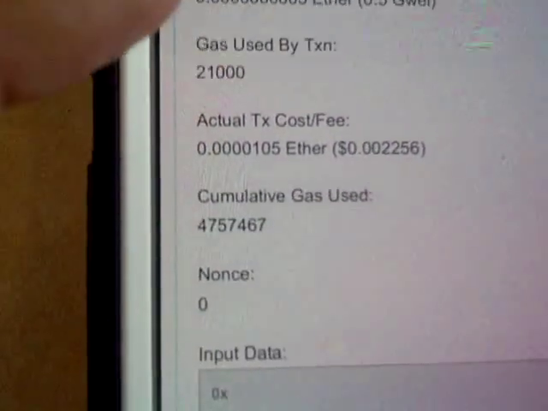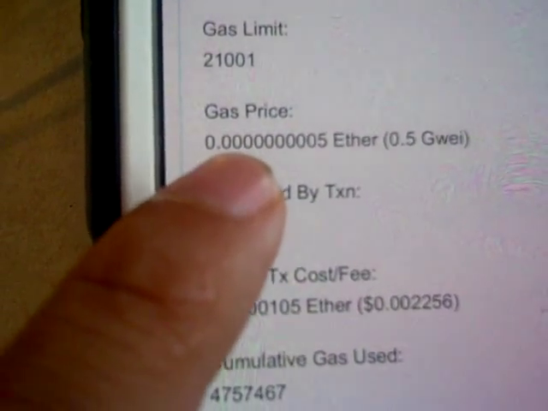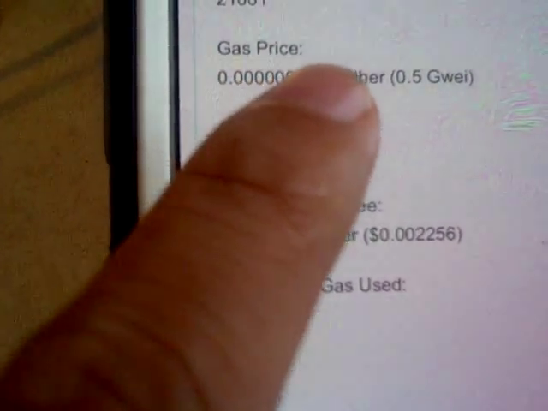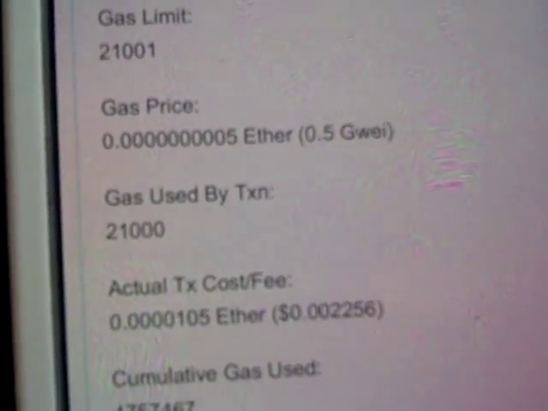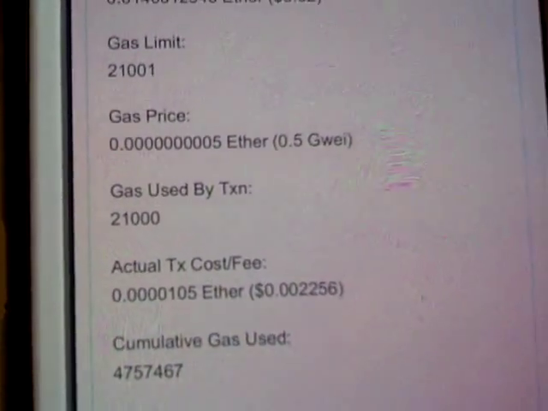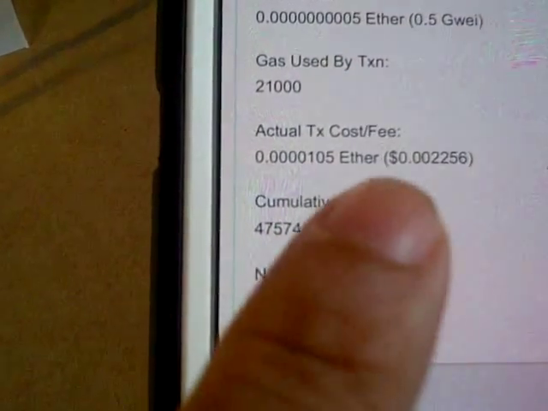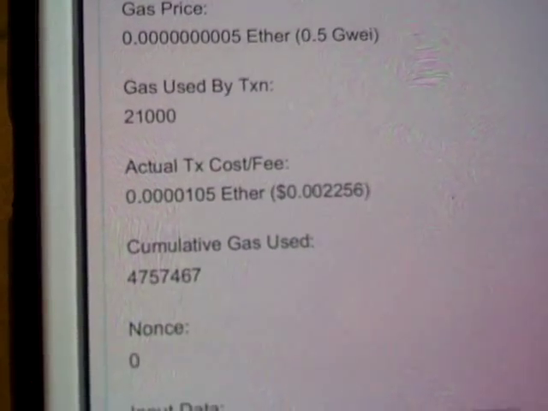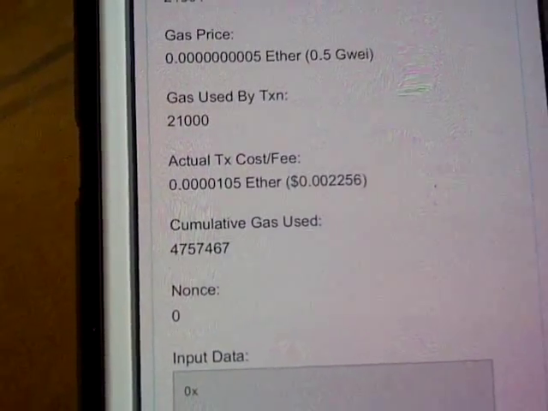And as you can see here, there's the gas limit. There's my gas price with 9 zeros and a 5, so 10 digits. So 0.5 Wei is the lowest I think it will go. And then you can see my cost in Ether, 0.002 cents, fractions of a penny.